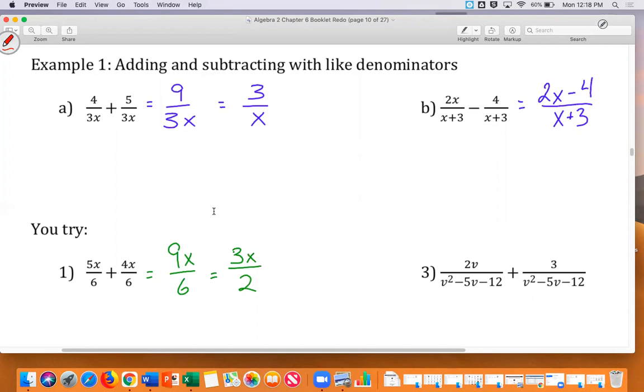Julia, what'd you get for number 3? I think you did the wrong one. Oh, for number 3. 2B plus 3 over B squared minus 5B. Now, Julia, I'm going to ask you this. Are you sure that's the final answer? Yeah. Okay, how do you know it's the final answer? How do you know I can't reduce it?